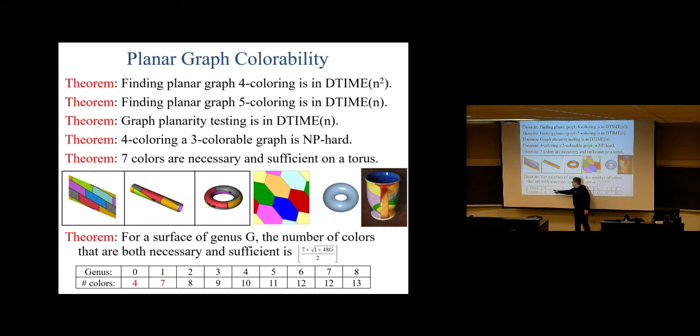Of course, if the genus is zero, we have a plane, so four colors are necessary and sufficient. We already talked about that. So in general, you have these more generalized results. The number of colors grows as the square of the number of holes in the surface, interestingly. That's proven, that's a theorem.